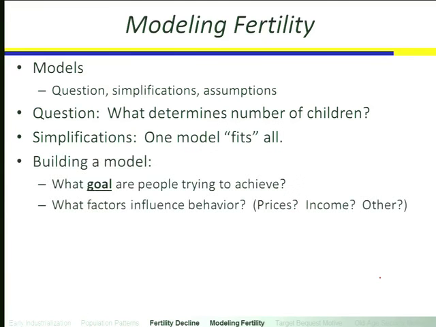The second step is to try to figure out what factors influence behavior. So we've decided upon what people's goal might be, and now we want to figure out what are the various factors that might influence their behavior as they try to achieve that goal. Is there some sort of price story that we can tell? That sounds like a good economist thing to do. Is there some sort of income effect that we can talk about? That sounds like a good economist thing to do. So the various concepts that we have in economics that can influence behavior, we want to think about what are the factors that influence behavior in terms of deciding upon fertility.